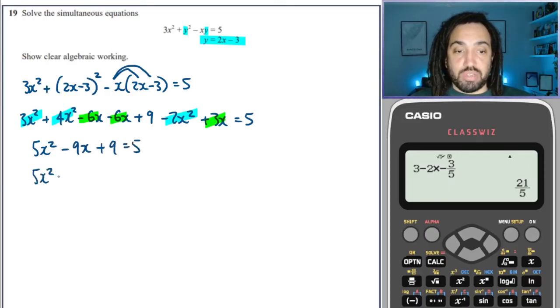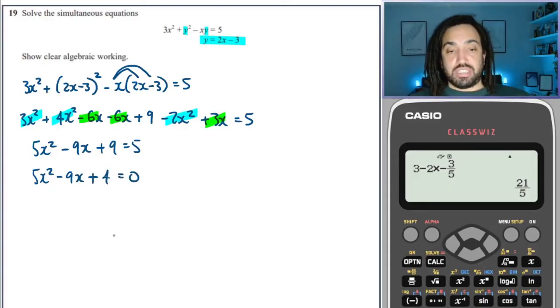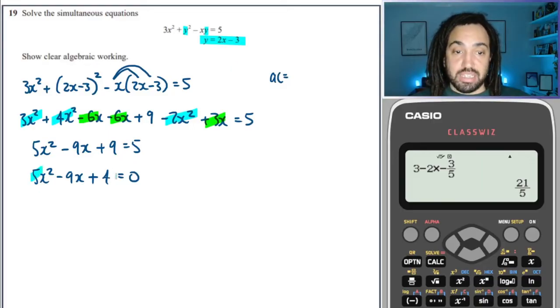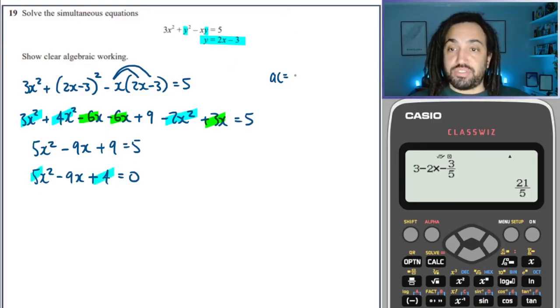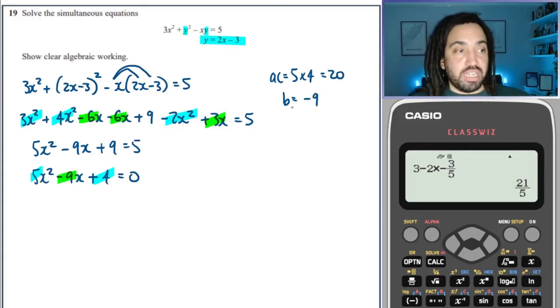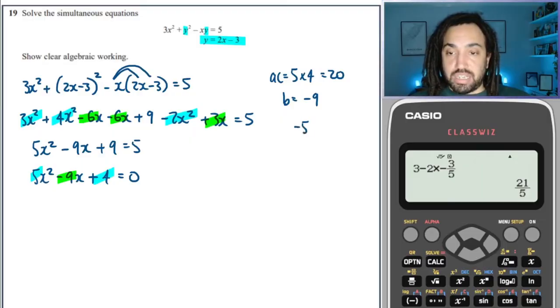So then let's bring it all over to one side. So let's take away 5 from both sides to get 5x squared minus 9x plus 4 equals 0. And then we need to factorize that. So I'll do the AC method where this is A and this is C. So that's 5 times 4 equals 20. And then the B term is the number of x's, which is minus 9. So we're looking for two numbers that times to make 20 and add to make minus 9. They are minus 5 and minus 4.